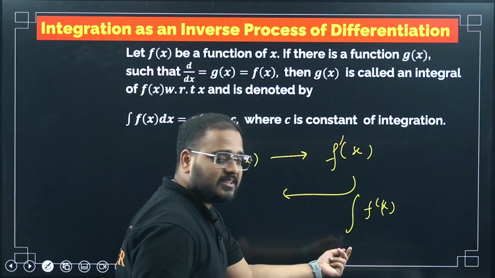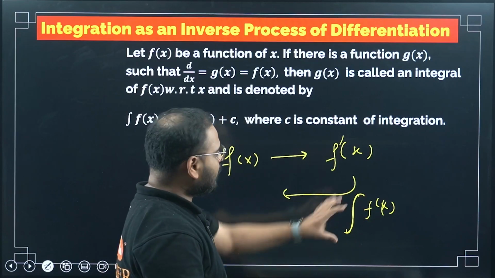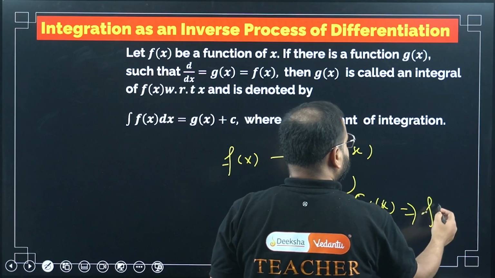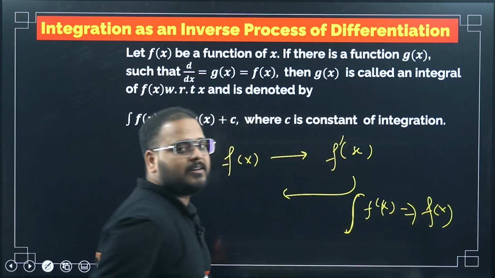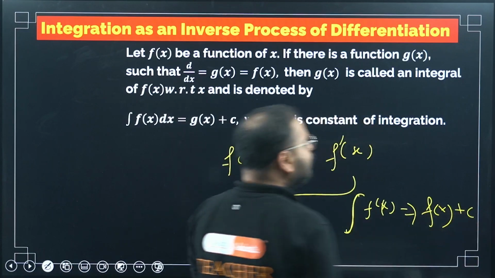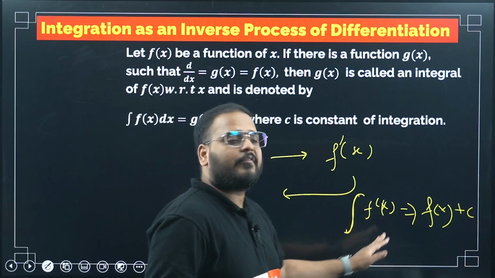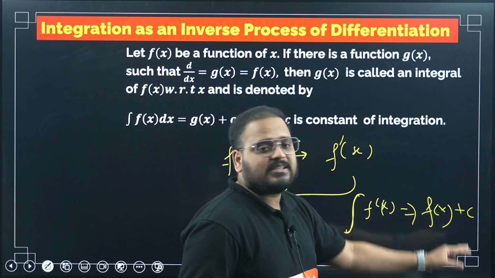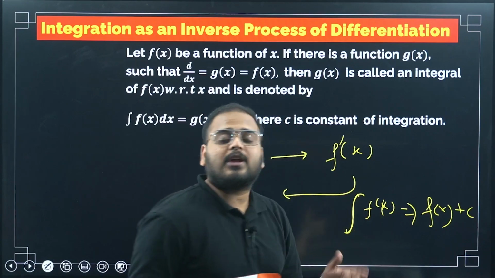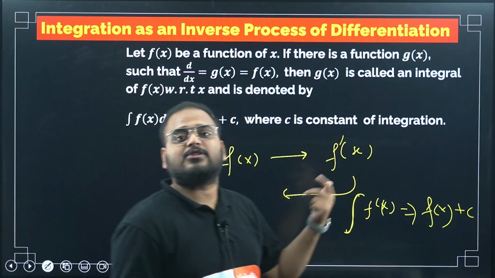But if I do the inverse process, means if I integrate this, the symbol for integration is this, a weird looking elongated s. This will give me the function f of x. One more thing, we'll see that later, there will be a constant c. We'll see why that is true later, but for now accept it. Integration of f dash of x will be f of x plus c. There are certain rules, this is not the complete definition, but for now just understand this statement: integration is the inverse process of differentiation.